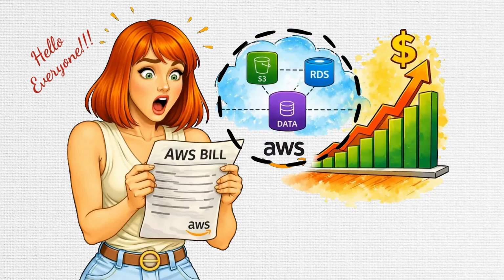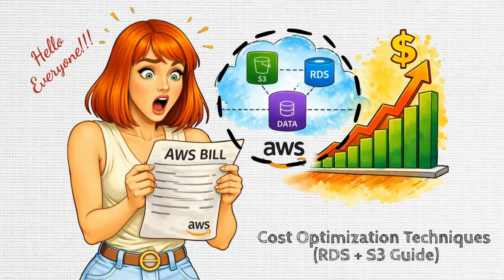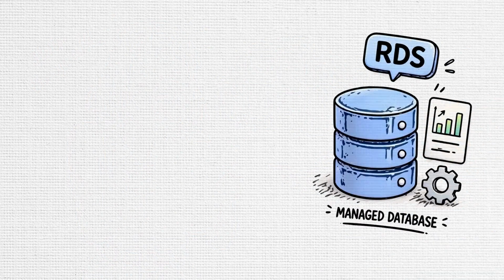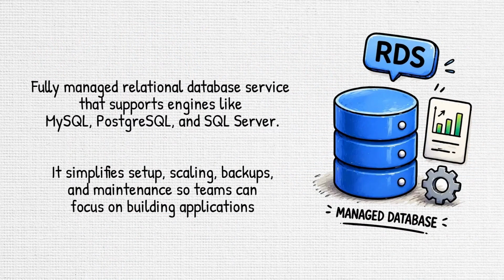So today, we're going to break this down. We'll look at practical cost optimization techniques for AWS RDS and S3. Let's get into it. Let's start with RDS, a fully managed relational database service. It simplifies setup, scaling, backups, and maintenance, so teams can focus on what really matters, building applications.